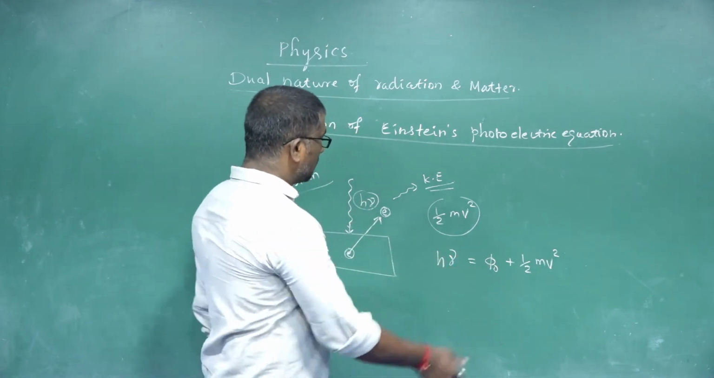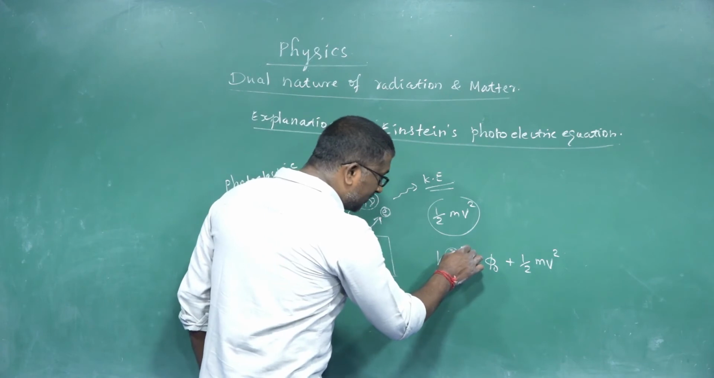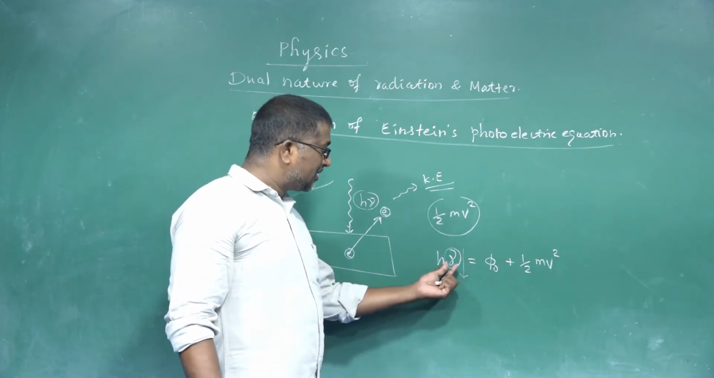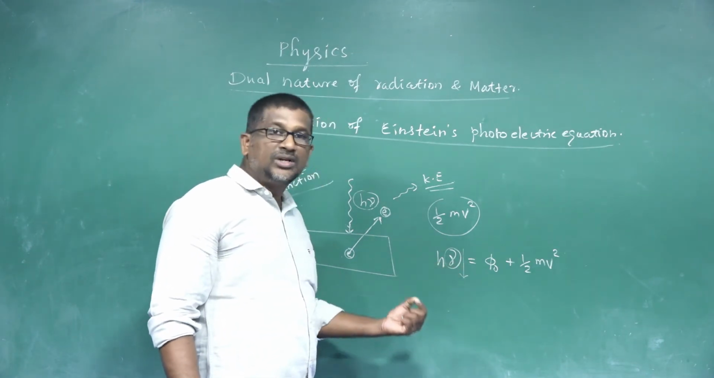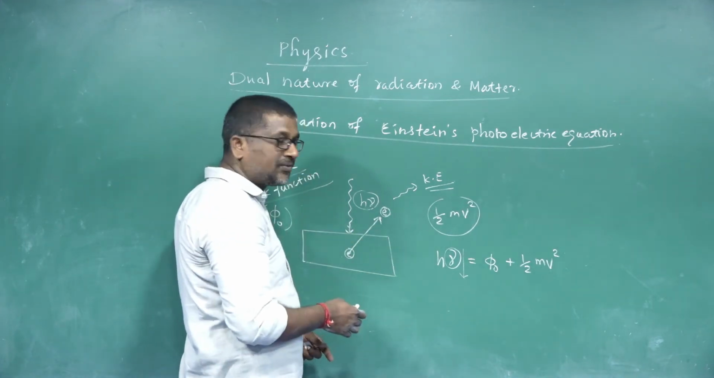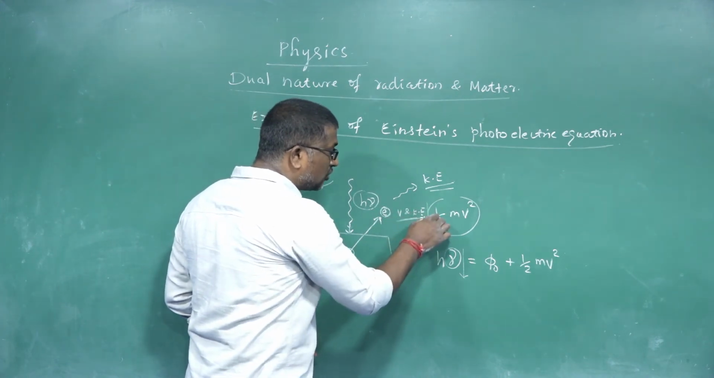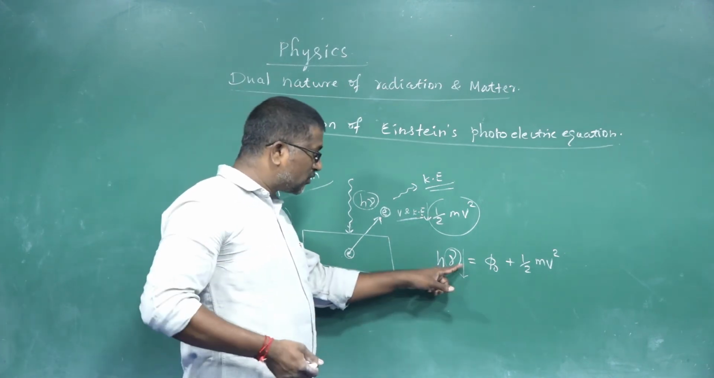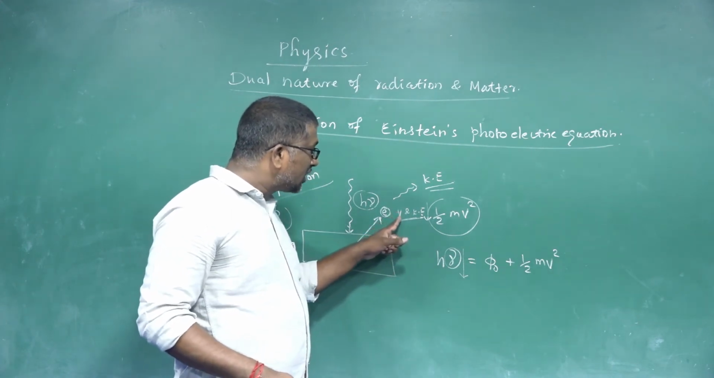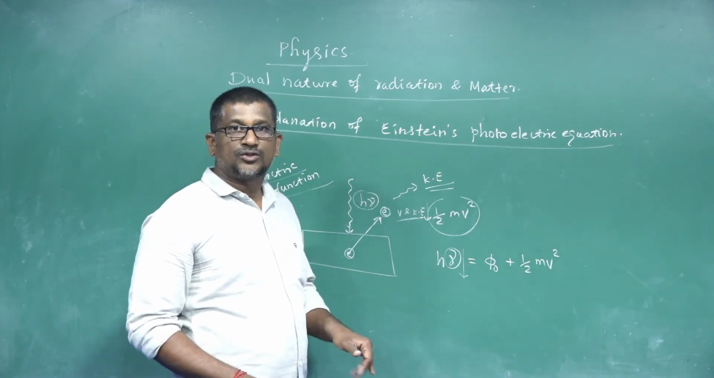Suppose nu is the frequency of the incident radiation. If the frequency of the incident radiation is gradually reduced, what will happen? The electron still comes out from the metal surface, but the velocity as well as the kinetic energy of the electron decreases. When the frequency of the incident radiation is reduced continuously, the velocity of the emitted electron and also its kinetic energy are reduced.